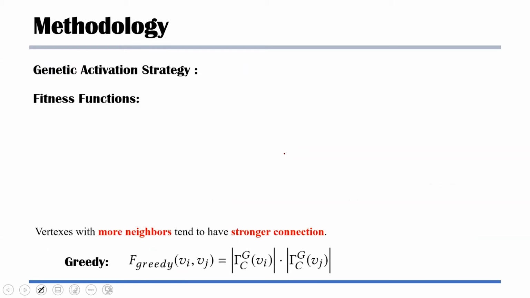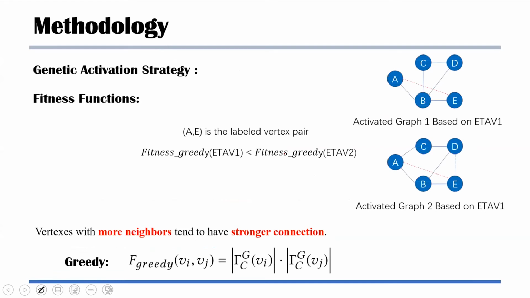Then let's talk about the genetic activation strategy, like the fitness function, what it looks like. We propose 3 different hypotheses and then generate 3 different fitness functions to address different hypotheses. So let's take a look one by one. The first one is the greedy algorithm. If you want to find more algorithm detail, you can read the formulas inside of the paper. Okay, but here, the greedy part means this is based on a very straightforward hypothesis.